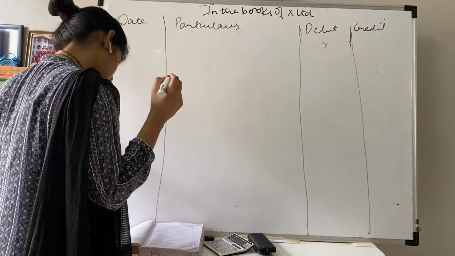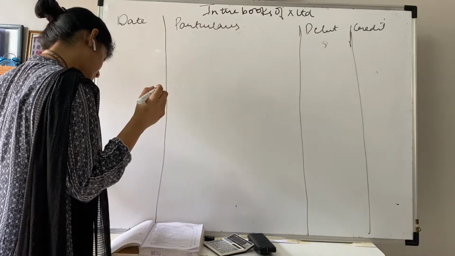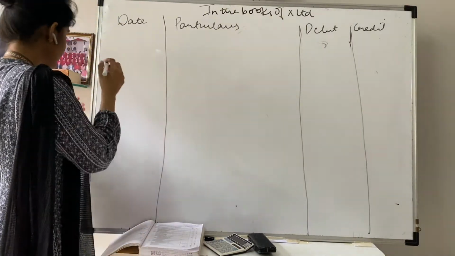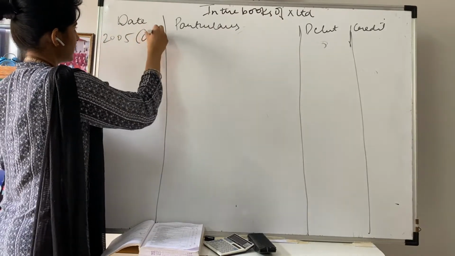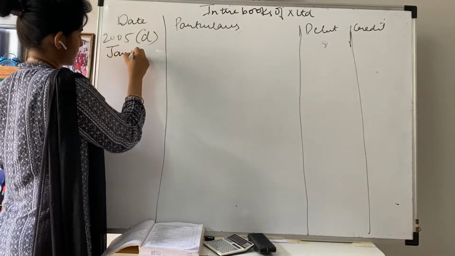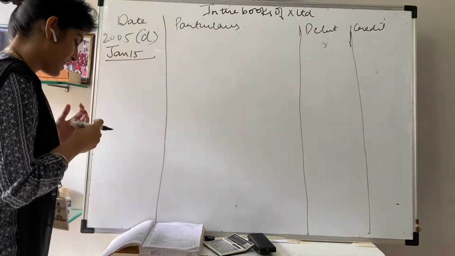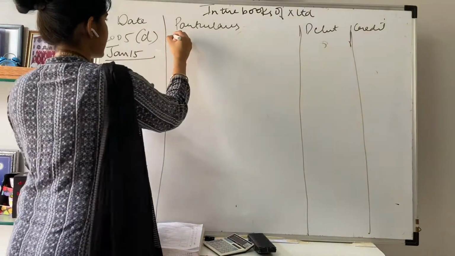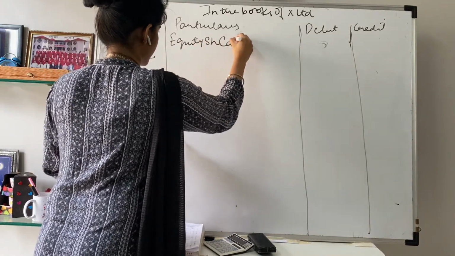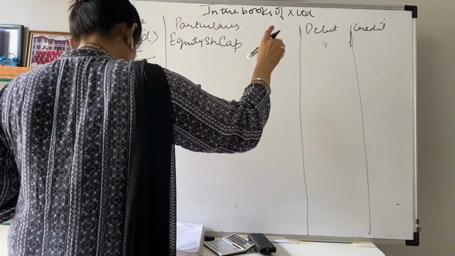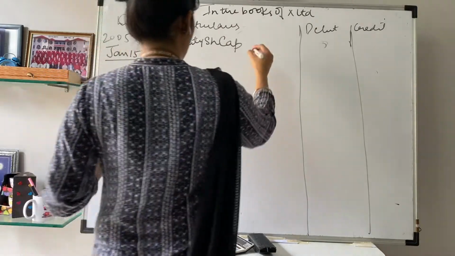The year here is different, I guess. 2005, and the date is your Jan 15. 2005. Second D, Jan 15. First entry for your forfeiture. Equity share capital account. Now the 100 shares are issued at rupees 10. 100 into 10.